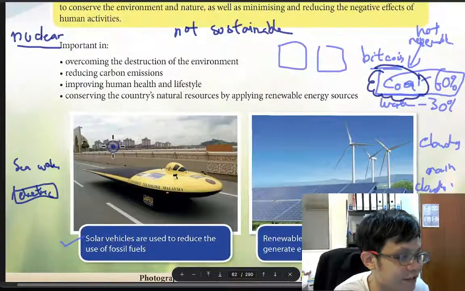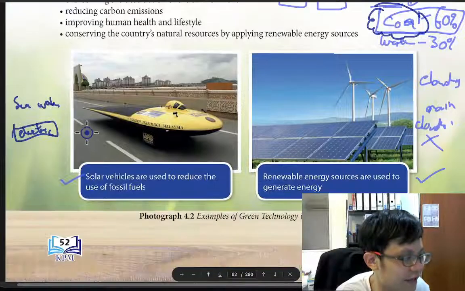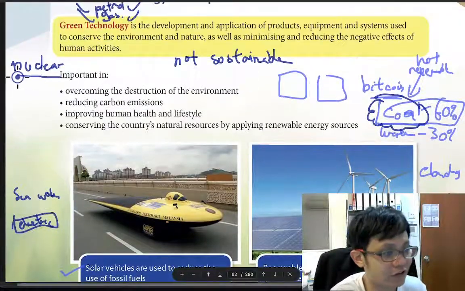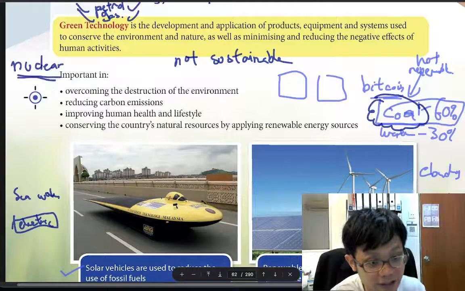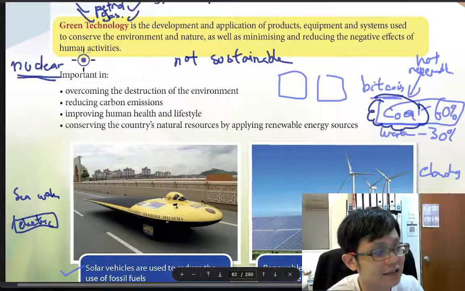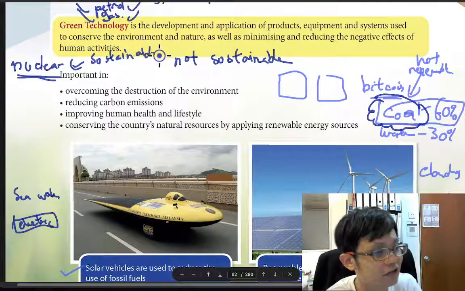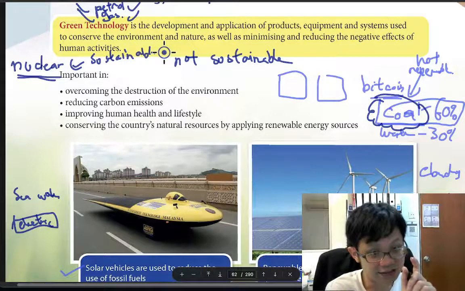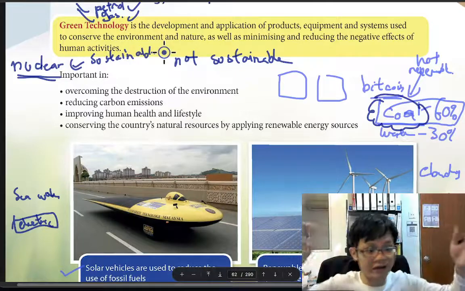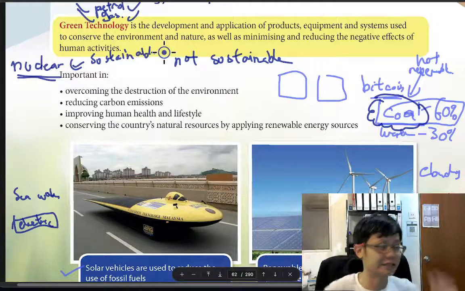Okay, so this is renewable energy and sustainable. Of course, nuclear is not renewable because you cannot make nuclear fuel, but nuclear is sustainable. Because with nuclear you only use very little and you can use it for a very long time, so it is sustainable.